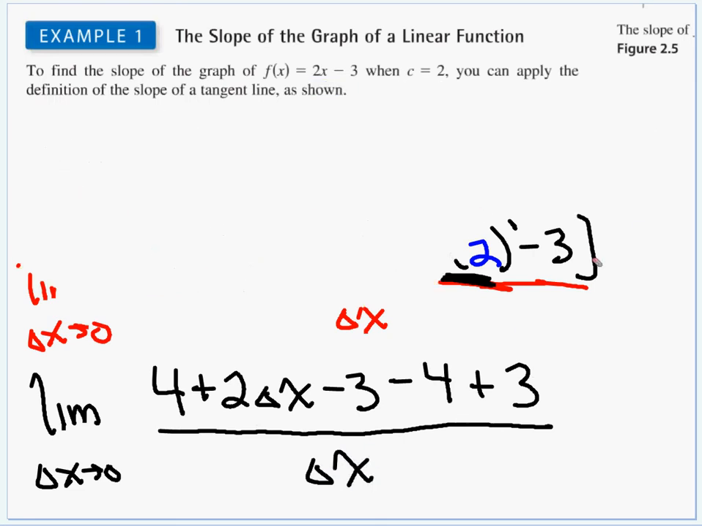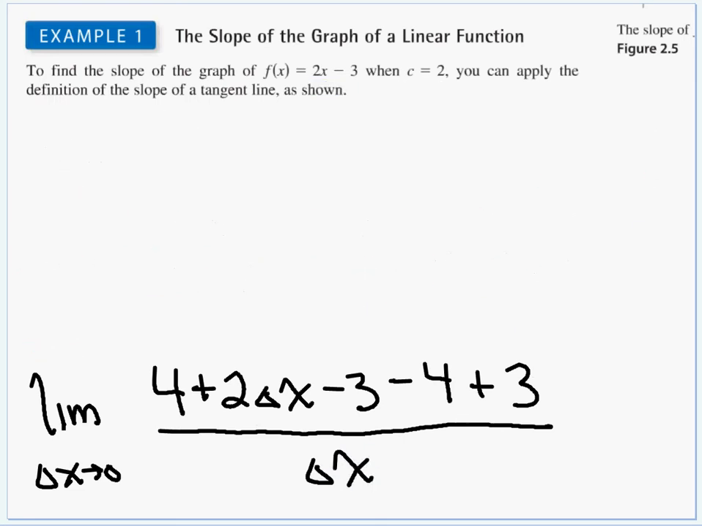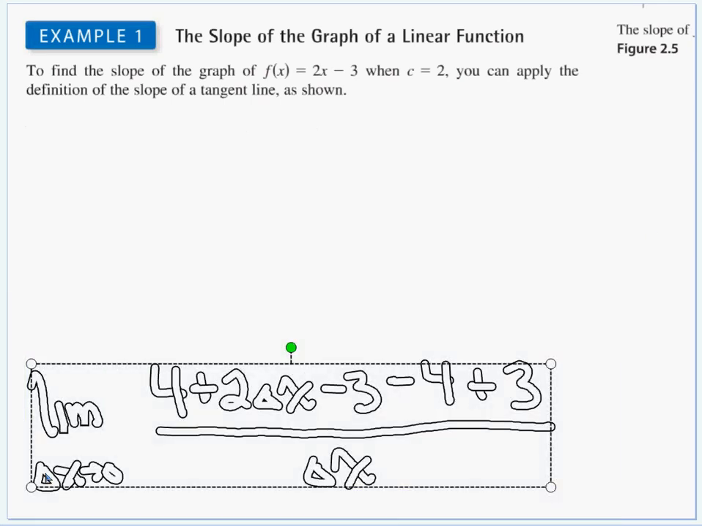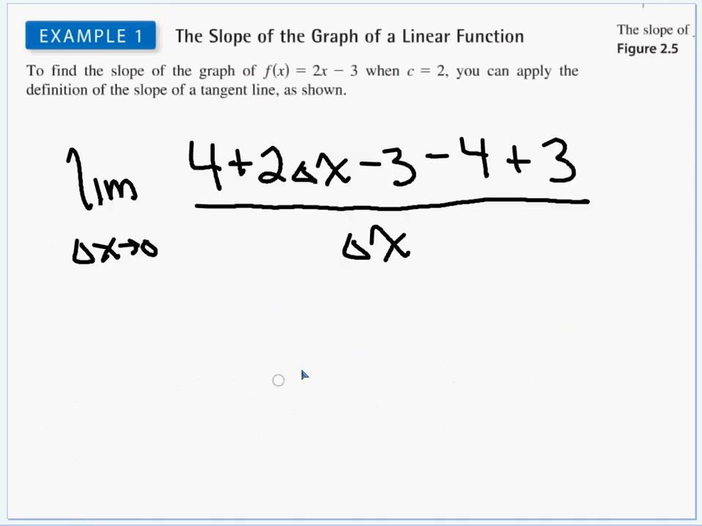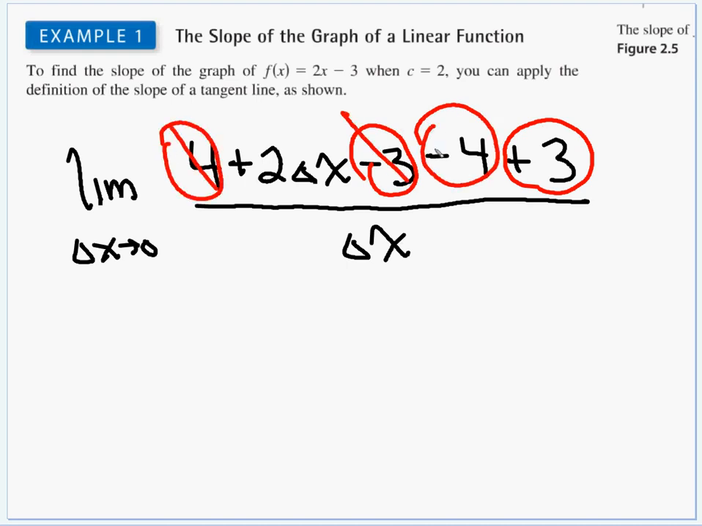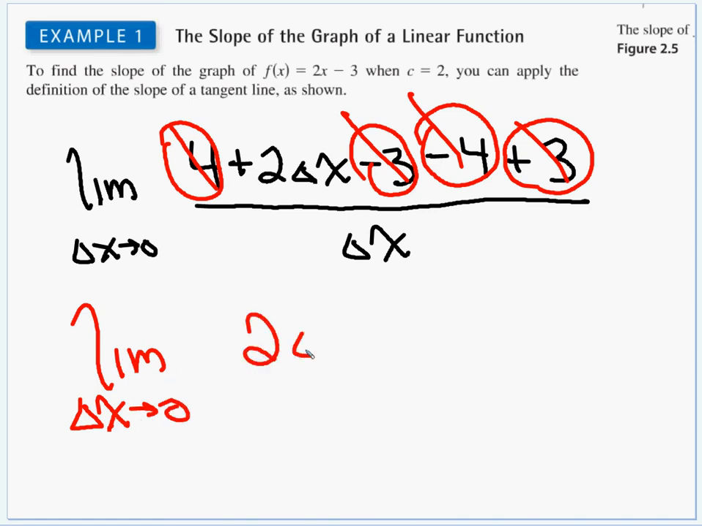And let's see what happens now. Now in that numerator, let's look for stuff to cancel. I see some numbers that'll line up nice. Here's a positive 3 and a negative 3. And there's a negative 4 and a positive 4. Oh, beautiful. All those just cancel right out. Look what we're left with. 2 delta x over delta x.